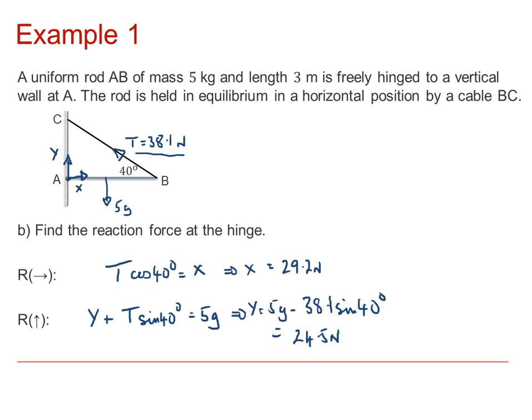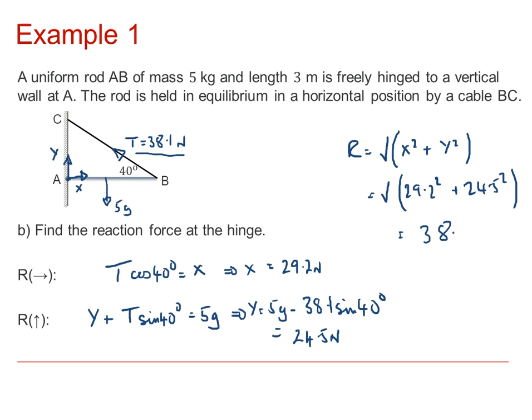Once we've got X and Y, we can then say that the reaction force R must be equal to the square root of X squared plus Y squared, so this is using Pythagoras' theorem. If you calculate that, the square root of 29.2 squared plus 24.5 squared, then R turns out to be 38.1 newtons. Now you might think that that's a strange coincidence that it's 38.1 newtons.